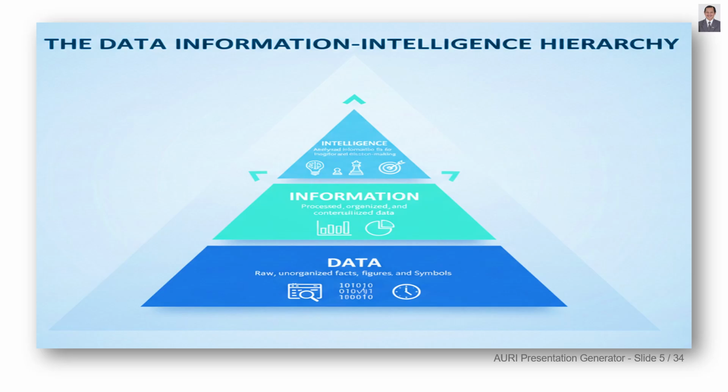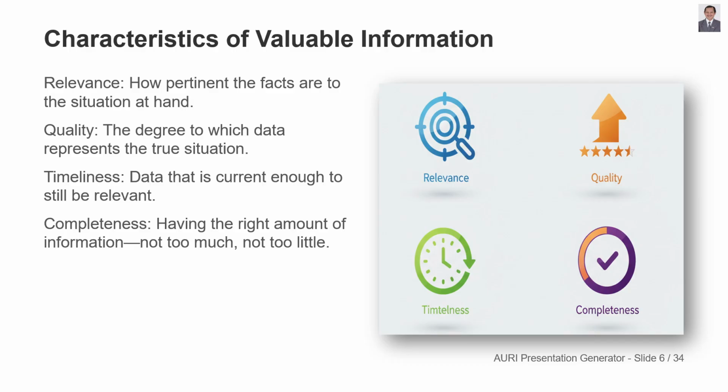At the base, you'll find a large collection of raw data. This raw data is then analyzed and organized, transforming into information. Information is more structured and useful. At the top, we find intelligence. It's important to understand that not all information has the same value.